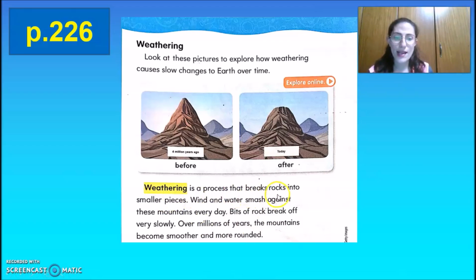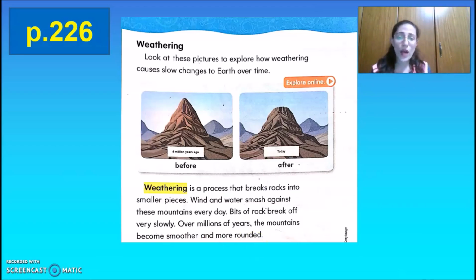Weathering is a process that breaks rocks into smaller pieces. Wind and water smash against these mountains every day. Bits of rock break off very slowly. Over millions of years, the mountains become smoother and more rounded. So, are you guys ready?